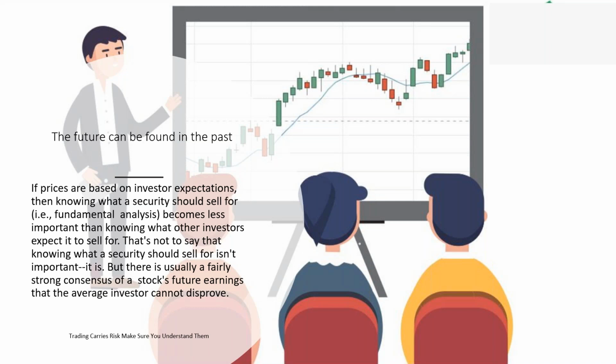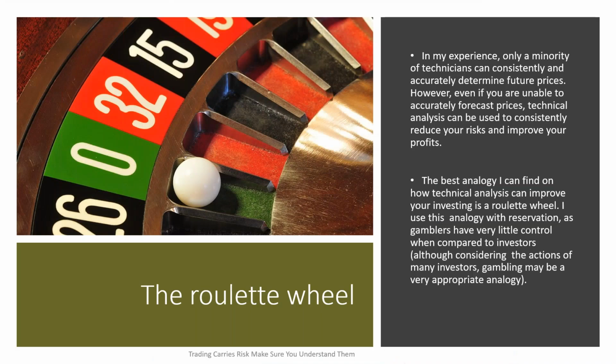If prices are based on investors' expectations, then knowing what a security should sell for becomes less important than knowing what other investors expect it to sell for. That's not to say knowing what a security should sell for isn't important, but there is usually a fairly strong consensus of a stock's future earnings that the average investor cannot disprove.